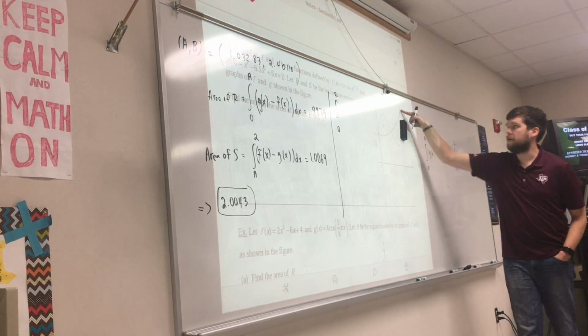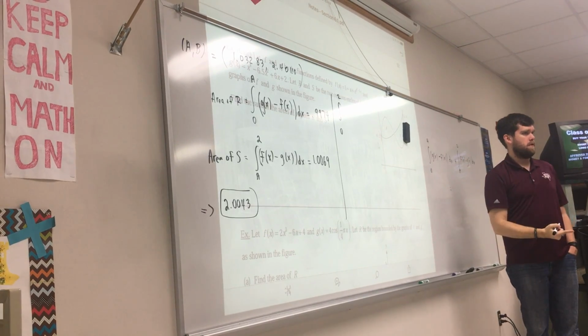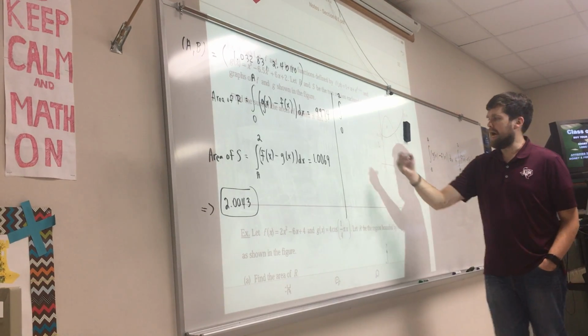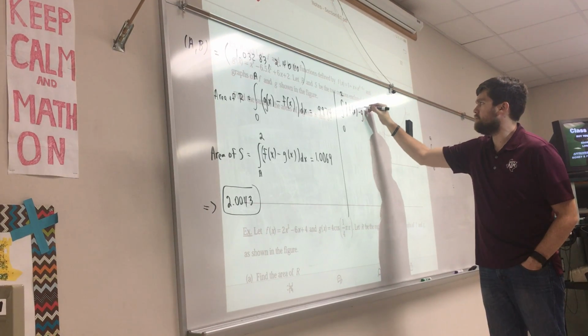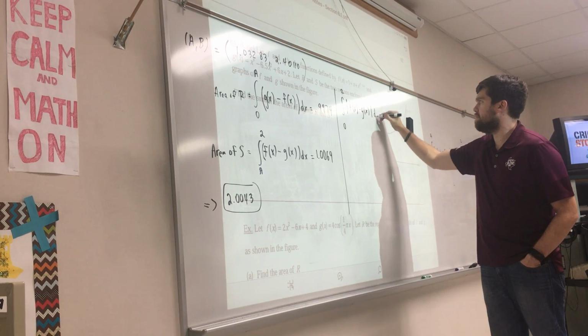And so method 2 here is going to be the integral from 0 to 2, so just from here to here. And then if I don't care which one's on top, then I can do absolute value of, and it doesn't matter which one I do. I could do F minus G or G minus F. It won't make any difference.